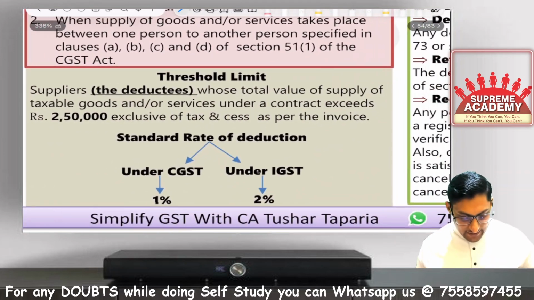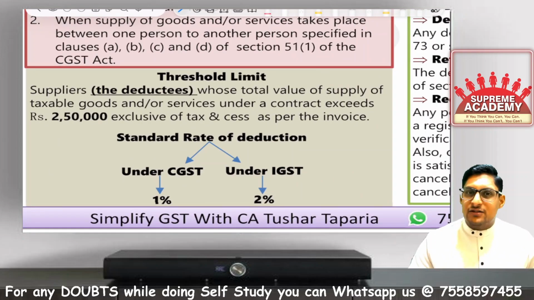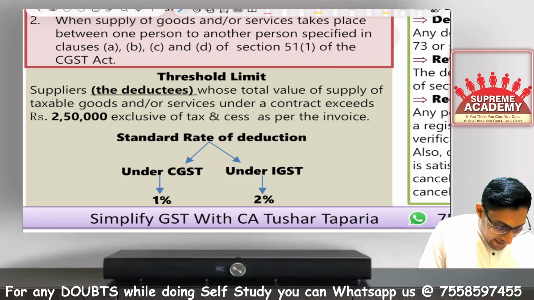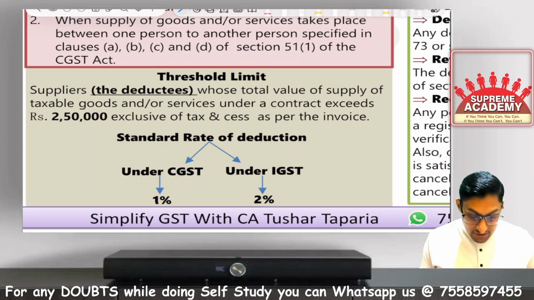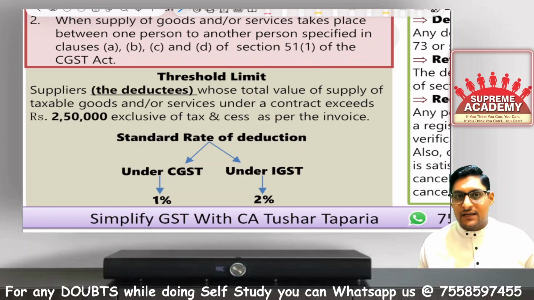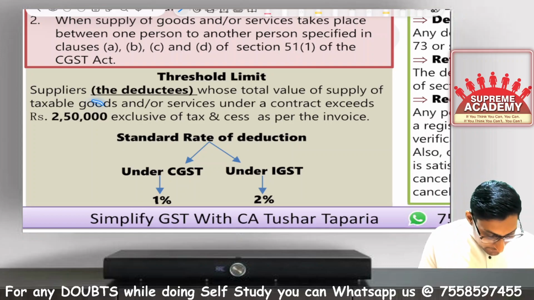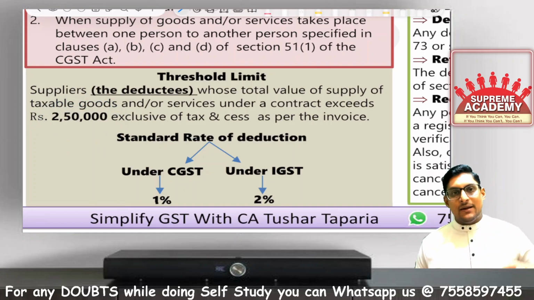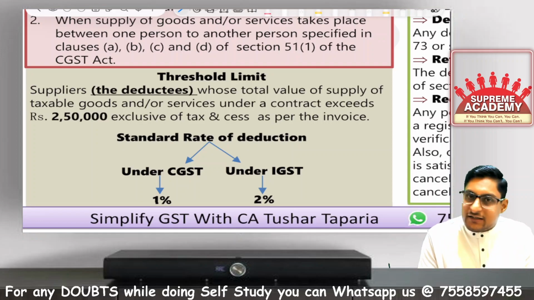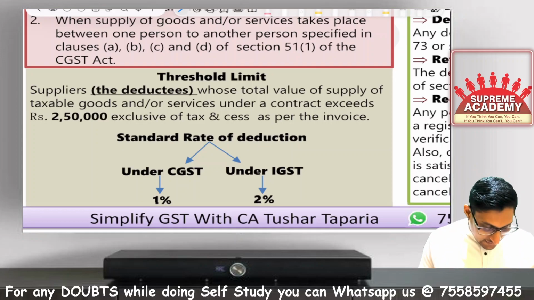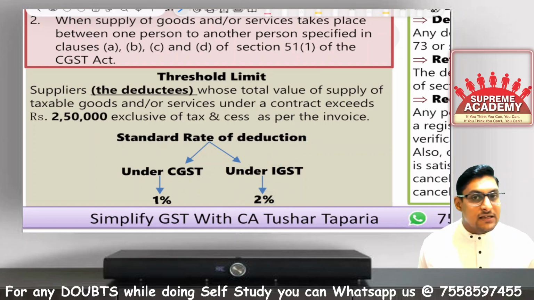Now, if required to deduct tax, when should the deductor deduct the tax from the payment made to the suppliers? Here the supplier is the deductee. When the supplier's total value of supply of taxable goods and services exceeds rupees 2,50,000 exclusive of taxes as per the invoice, the provisions of TDS under section 51 will be attracted, and the deductor has to deduct TDS at the rate of 1% if CGST is there, or 2% if IGST is there, or 1% if SGST is there, as tax deducted at source from the payment made to the supplier.